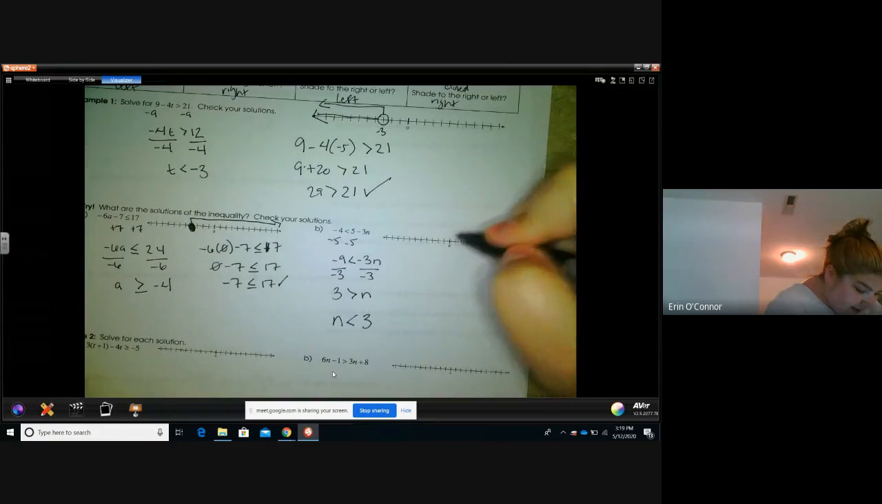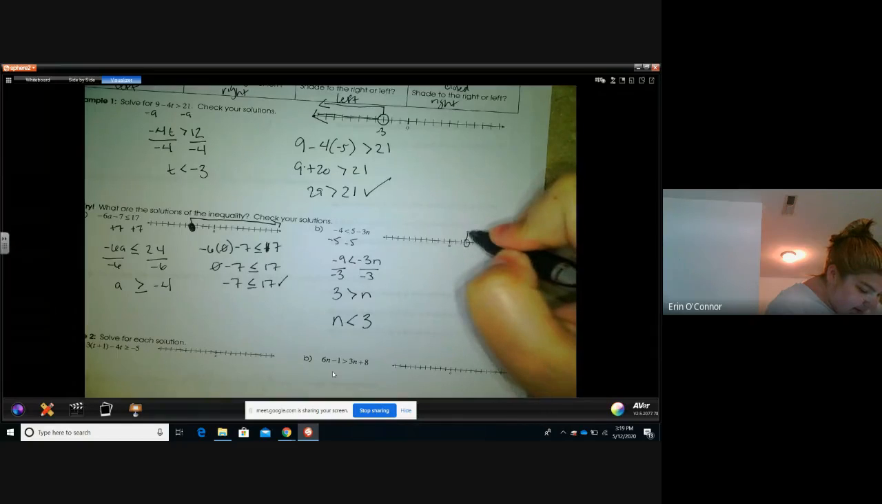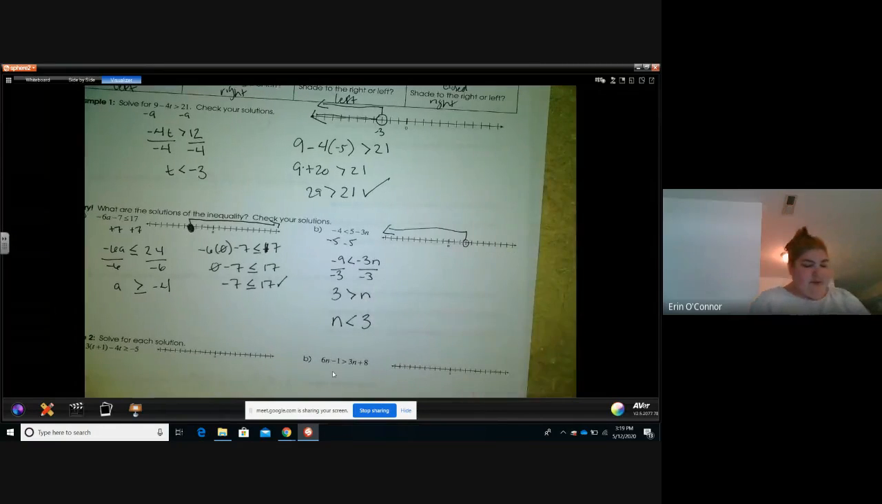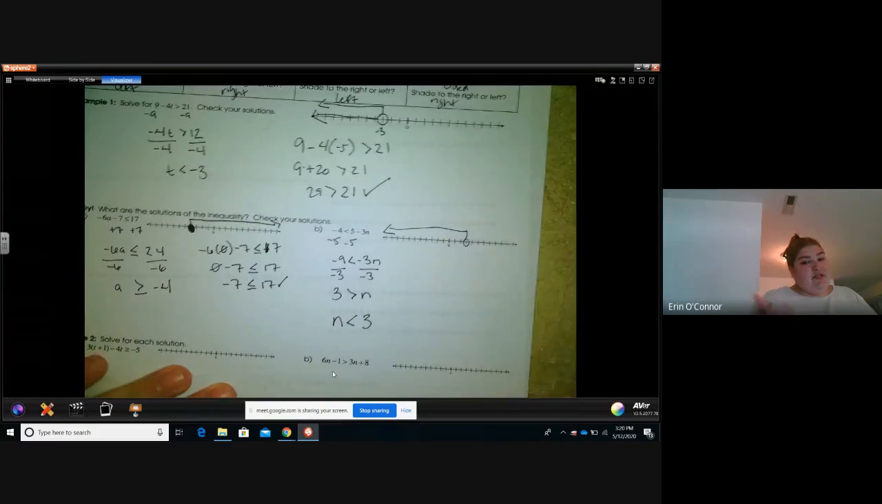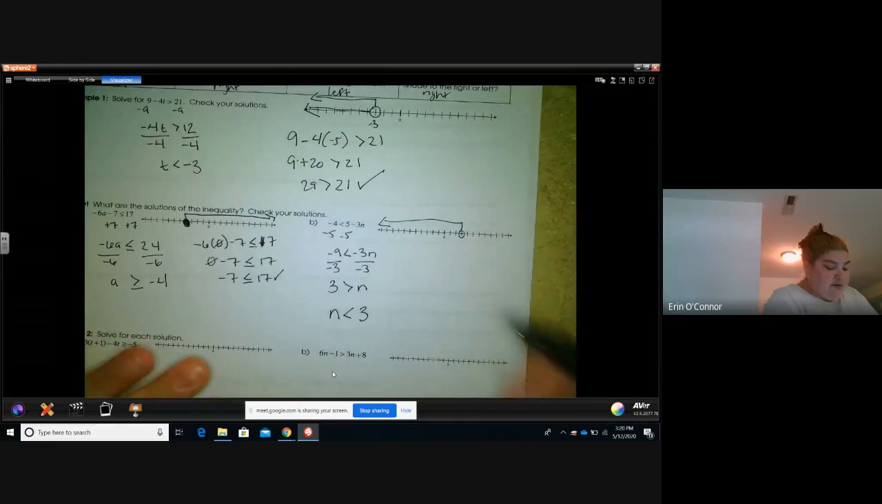So we go to 3: 1, 2, 3. And it's less than, so it's an open circle, and it's going to the left because it's less than. Well, let's double check that this is right. What's a number less than 3? Well, 0 is. So let's plug 0 in. And I tend to use 0 because 0 is really easy to multiply.